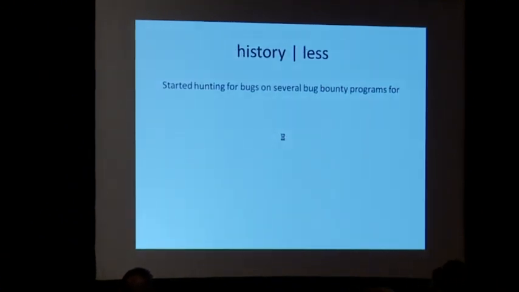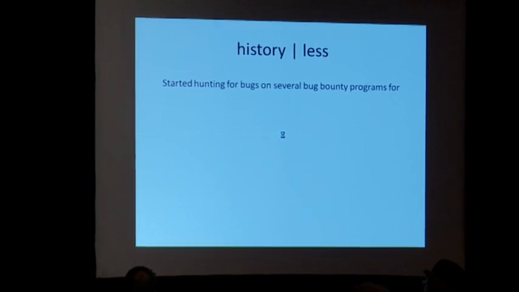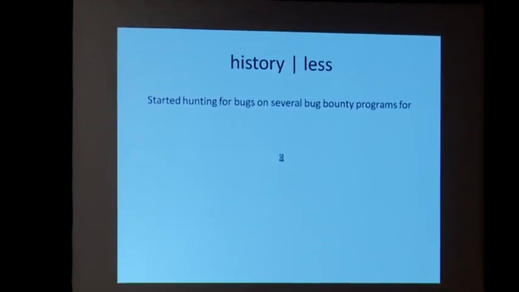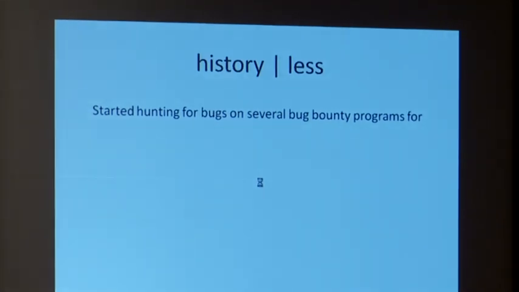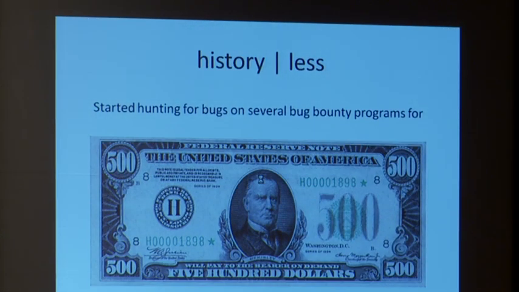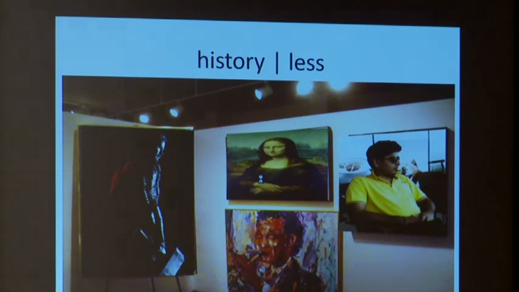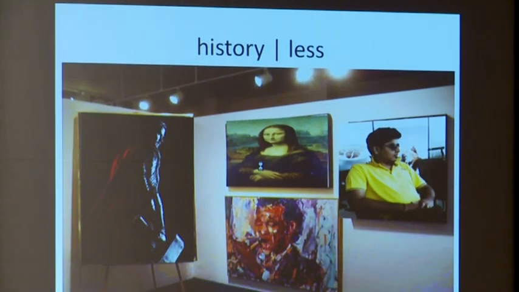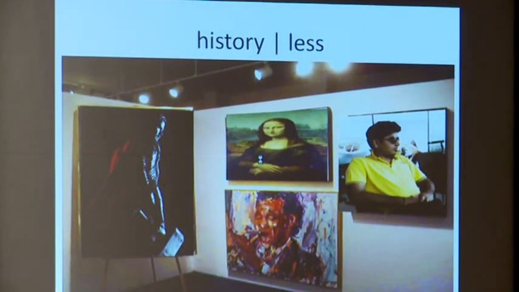Before I actually land on the vulnerability itself, I'm going to talk about how I managed to find the first one, and this is kind of a storytelling for me. I started hunting for bugs on several bug bounty programs last May, mostly for the money, and obviously the Hall of Fames. Who wouldn't want to be up with Mona Lisa and Thor?